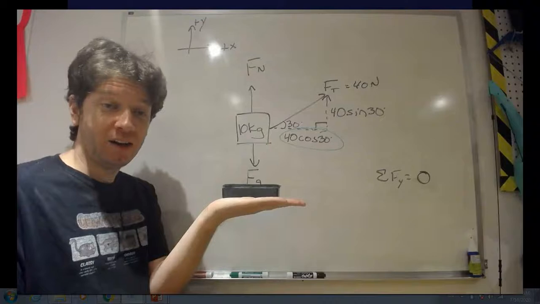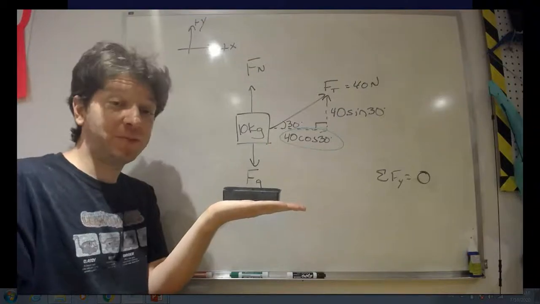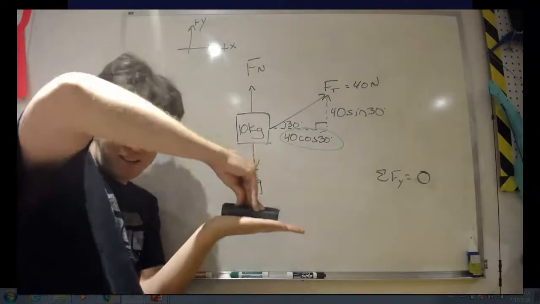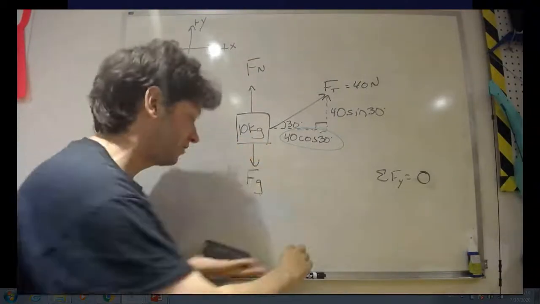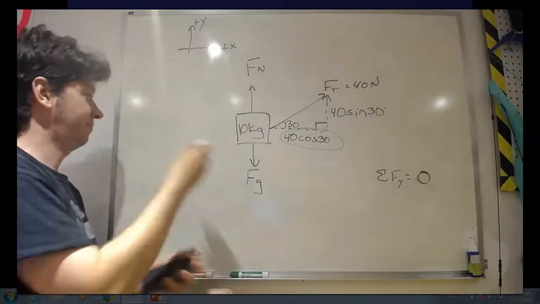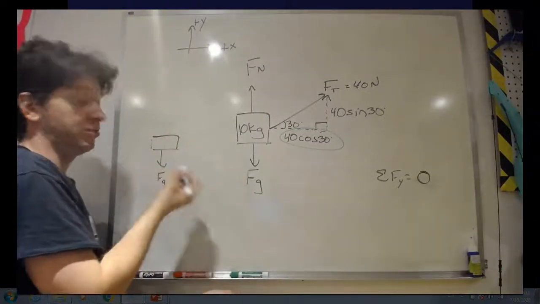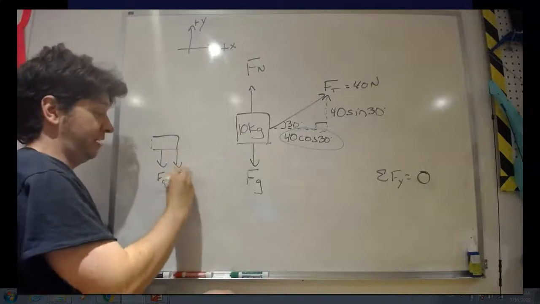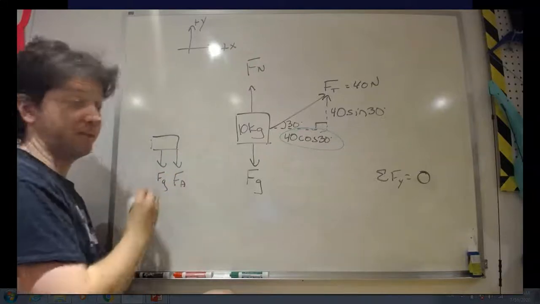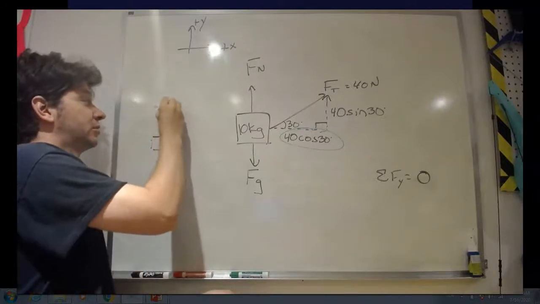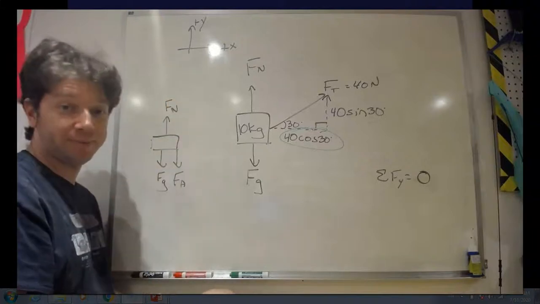Similarly, I could have an applied force. I can push down on the eraser. Now, if I drew that as a free body diagram, we have gravity pushing down on the eraser. We have me pushing down on the eraser. And we have the normal force acting up.